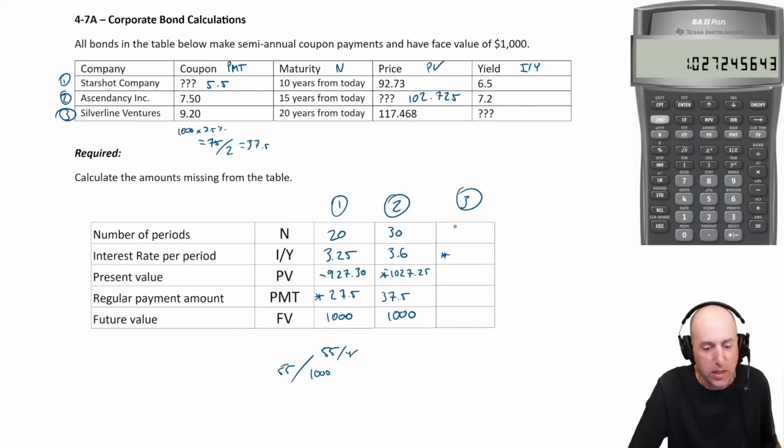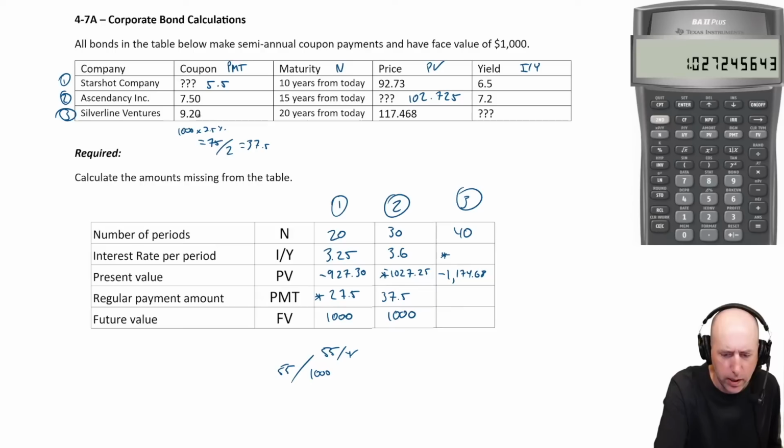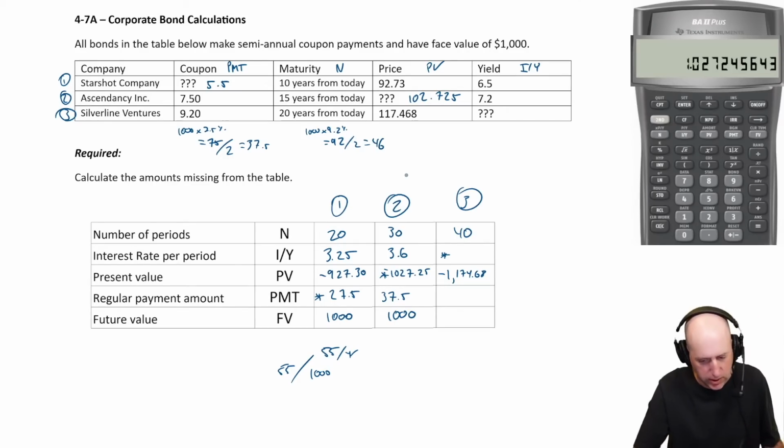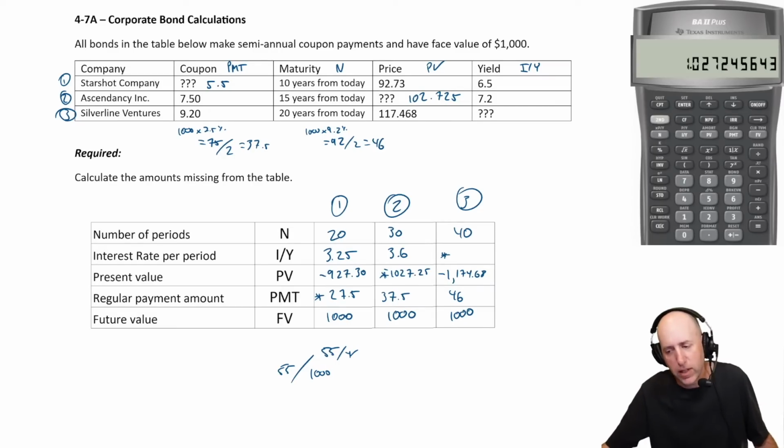So 20 years, rather, is 40 semi-annual periods. Our PV is 117.468. So we have to pay $1,174.68 if we want to buy one of these bonds. I'll put that in as a negative. Our regular payment amount is based on the coupon. Again, looking at the third bond here, 9.2. So $1,000 times 9.2% is $92 a year. Divide by 2 is $46 every 6 months. And 1,000 goes in as our FV.